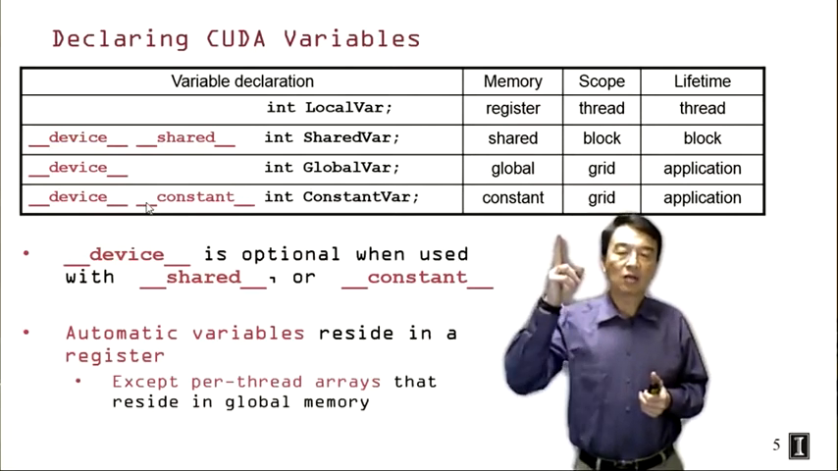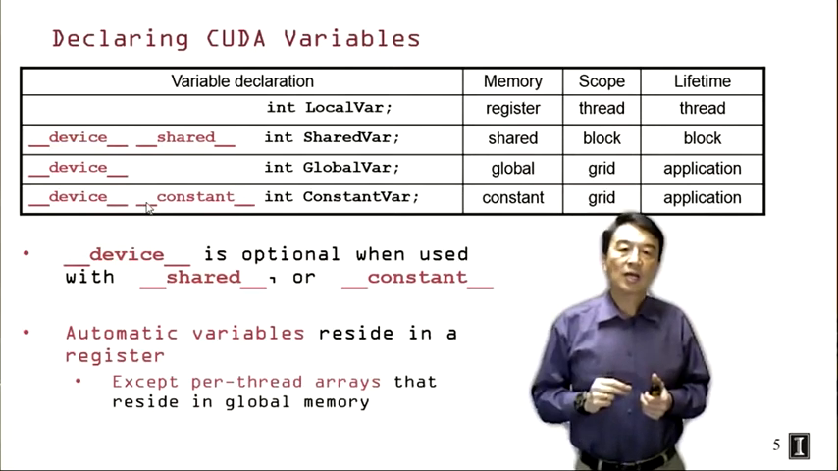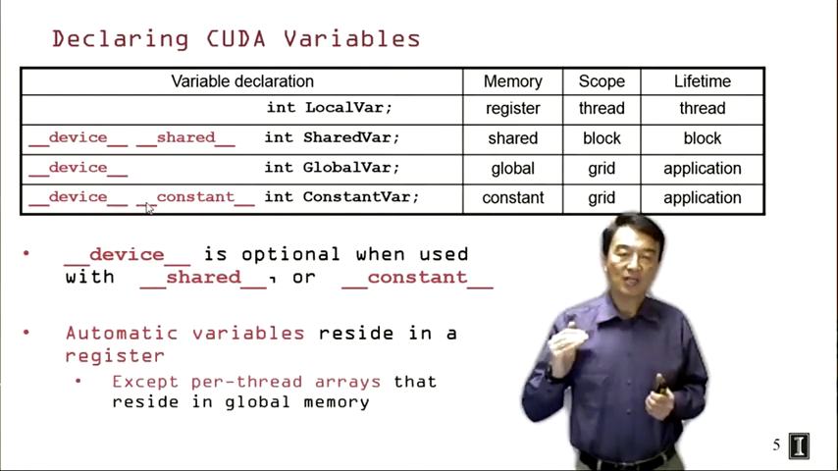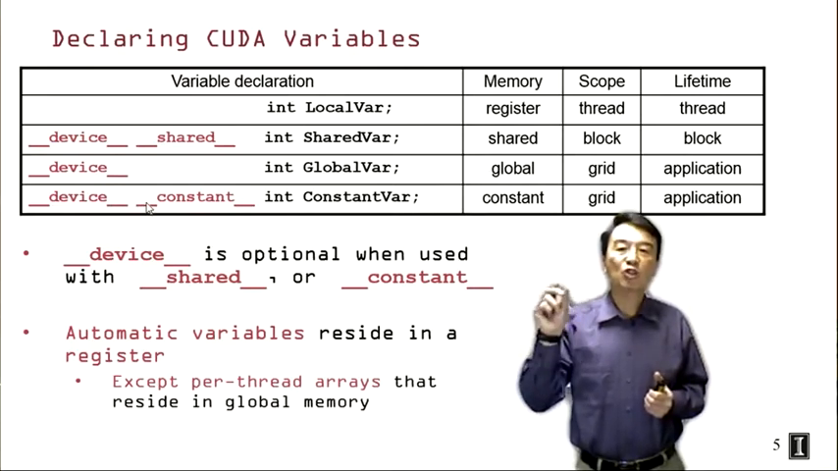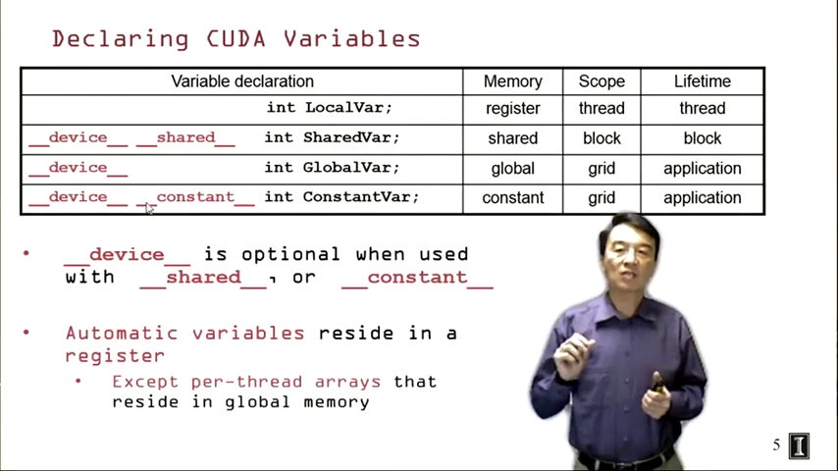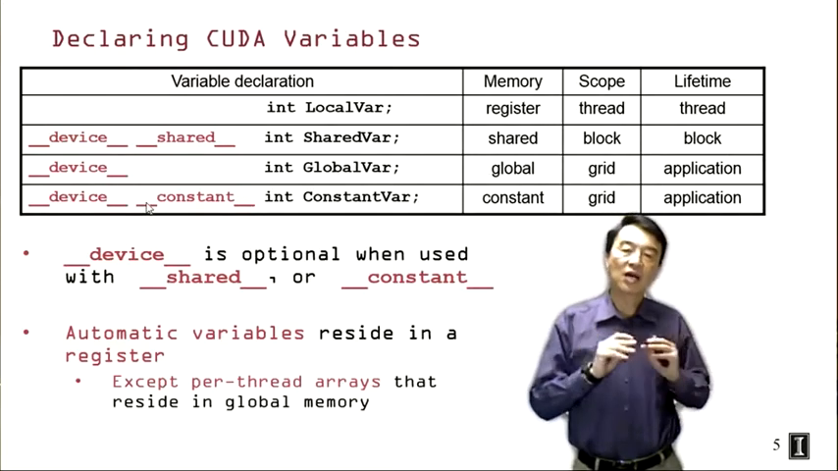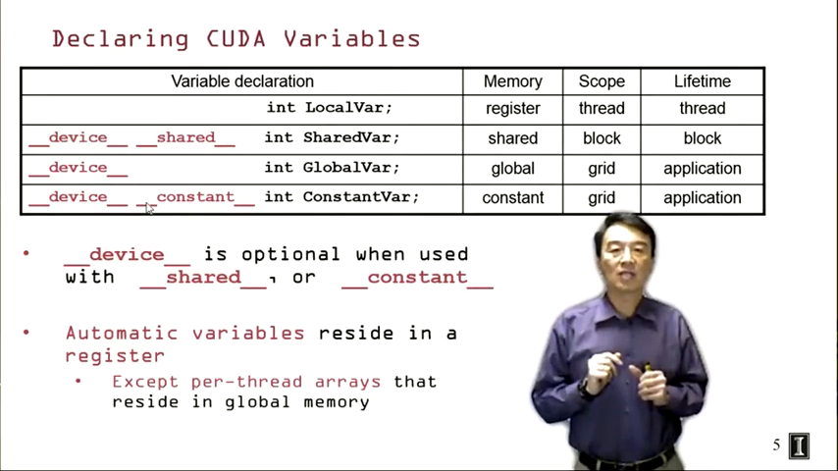And they're going to be placed into the registers, and the scope of that variable is going to be within one thread. That is, every thread in that grid will have a version of that variable, and all the versions are different. So whenever a thread changes the value of its own private copy, none of the other threads will be able to see that change.